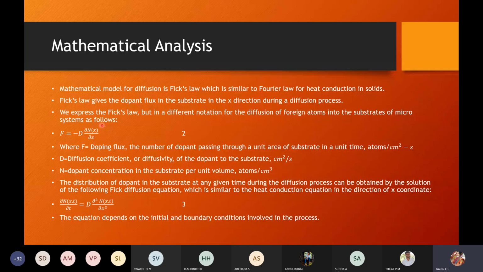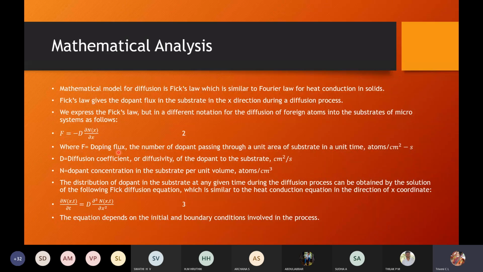So you can express Fick's law using the diffusion of these foreign elements, or foreign atoms, into the substrate of microsystems, as given in the figure. You can see F is equal to minus D into the partial derivative of N of x by dx. So this is equation 2. This is Fick's law, applied to the diffusion of foreign atoms into the substrates of the microsystems itself.